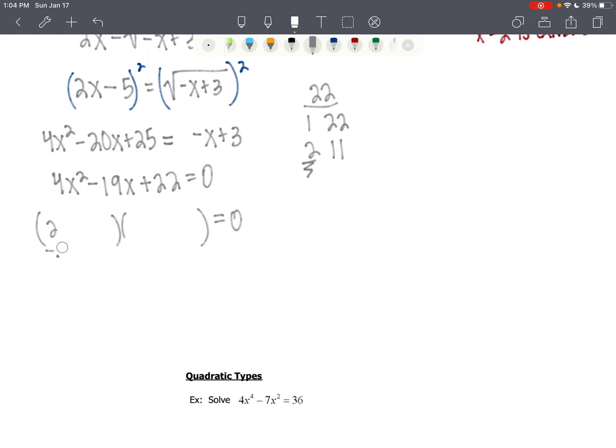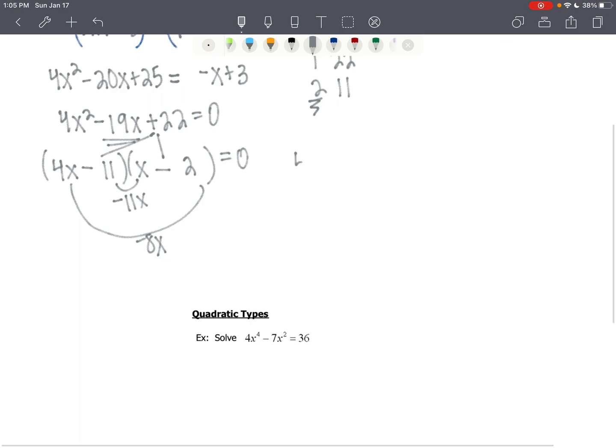So strategy-wise, I know that this is a 4x and an x. And then I'm going to try 11 and 2, but I'm not going to put the 2 with the 4 because, again, that would create something that's not right. So I'd have negative 11x, negative 8x would give me my negative 19x. If they're both negative, that's going to multiply to be a positive 22. So 4x equals 11, x equals 11 fourths, and then x equals 2.